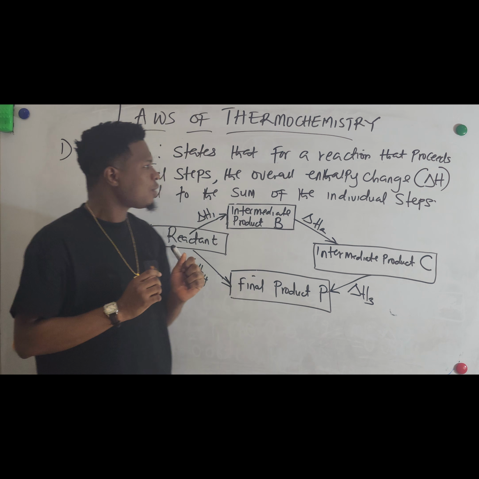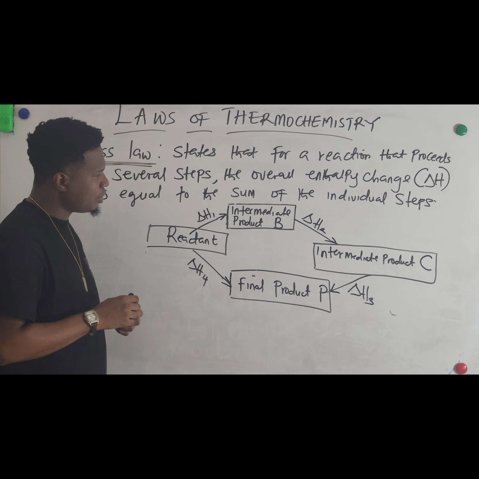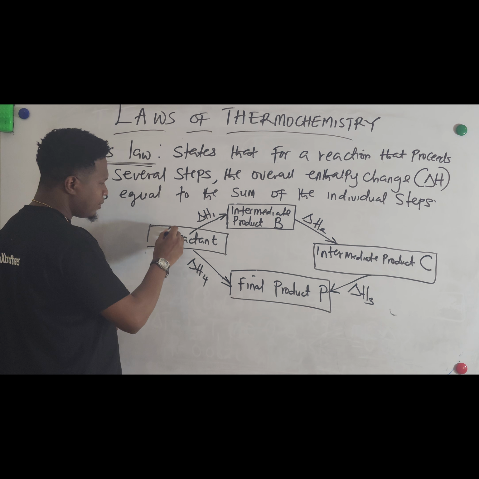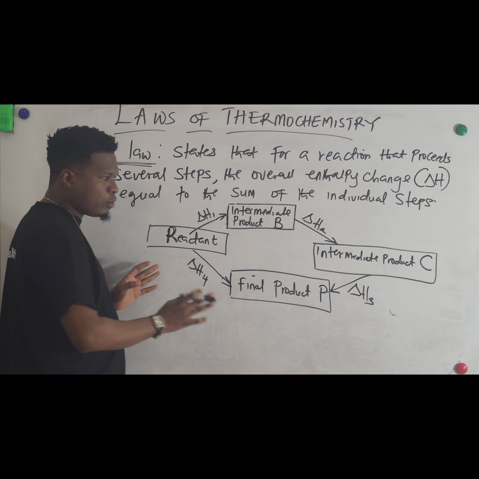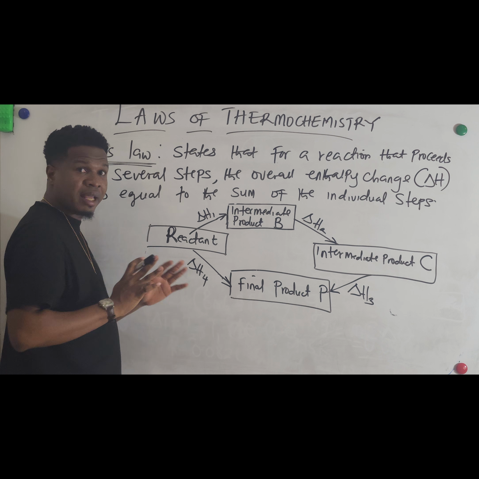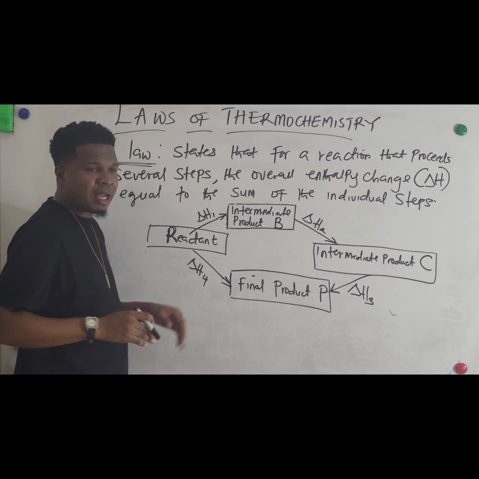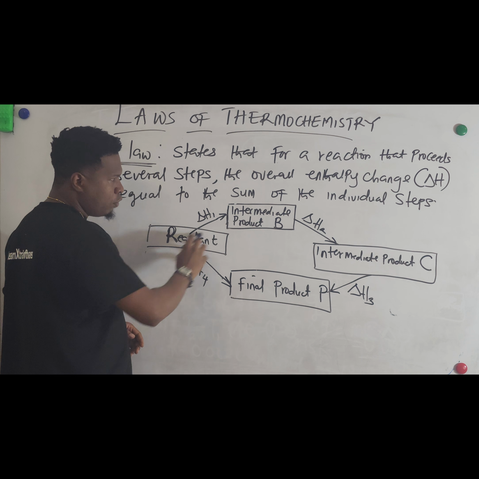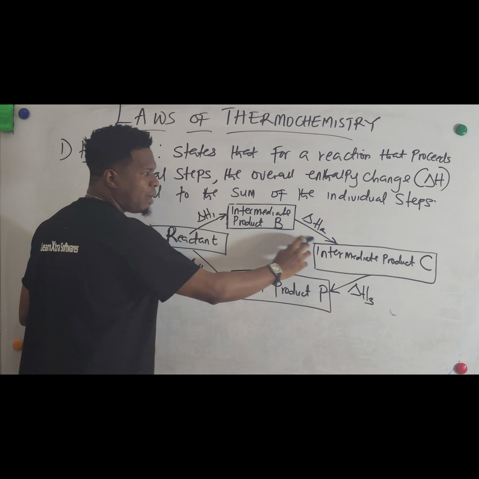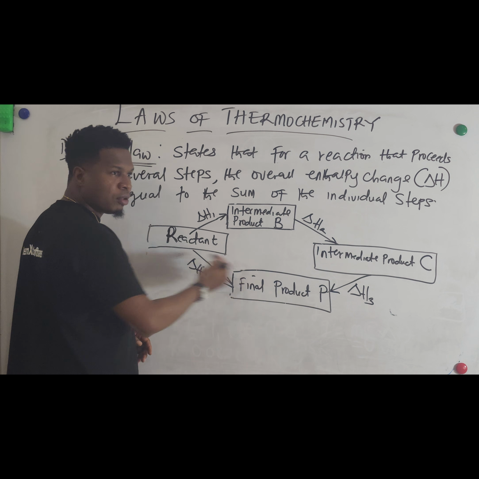So now, look at this expression on the board. Look at the reactant. Look at the product. There are several ways you can arrive at this product. Let me just explain Hess's Law for you in simple terms. There are several ways you can arrive at this final product. We can move through the intermediate B, through the intermediate C, and finally get to the product.